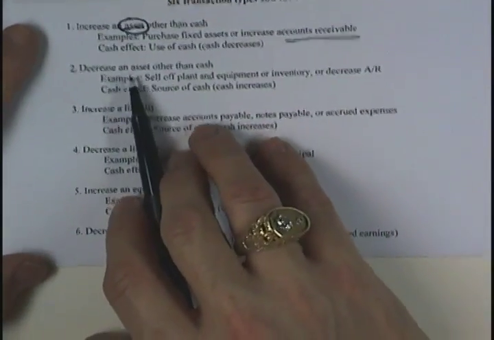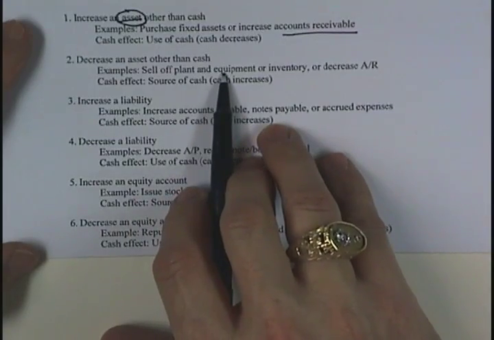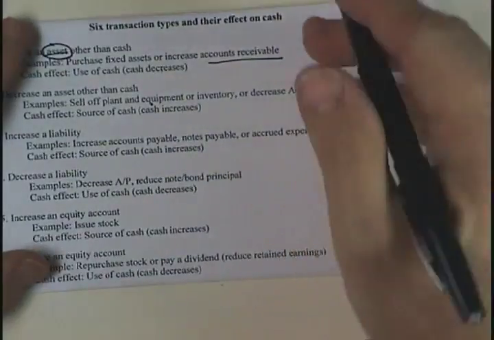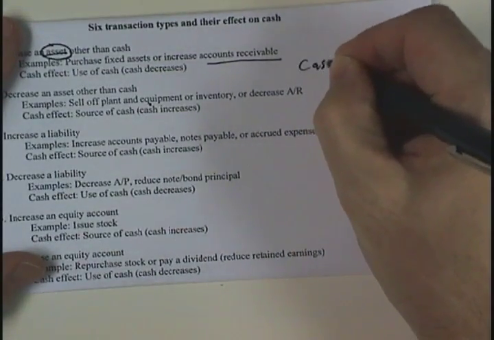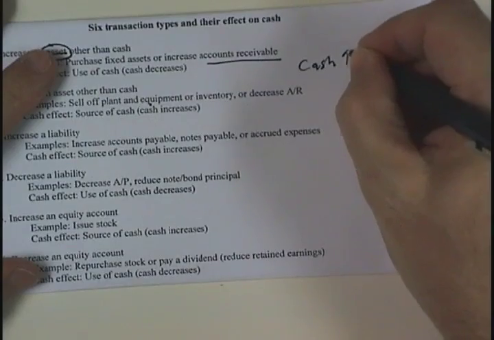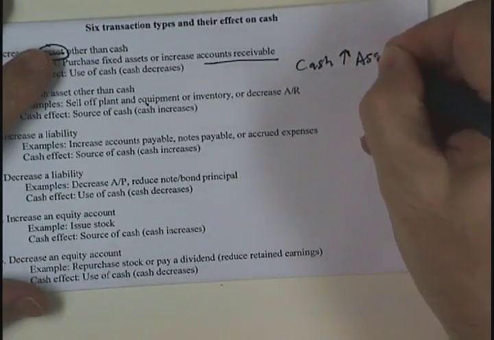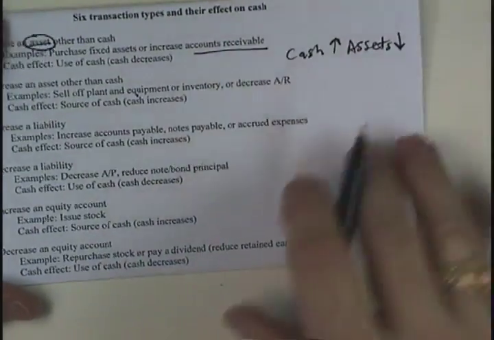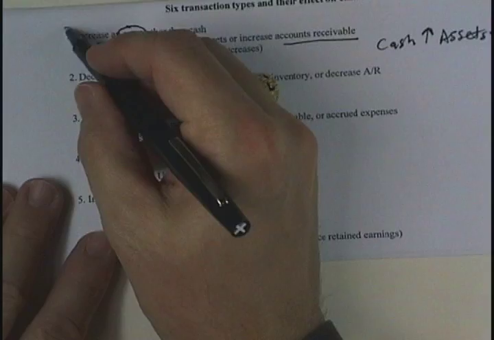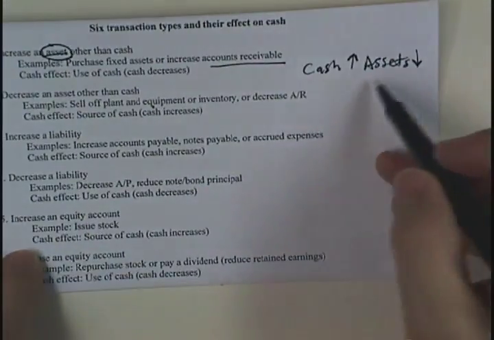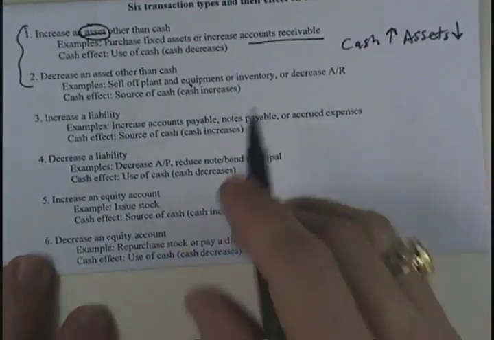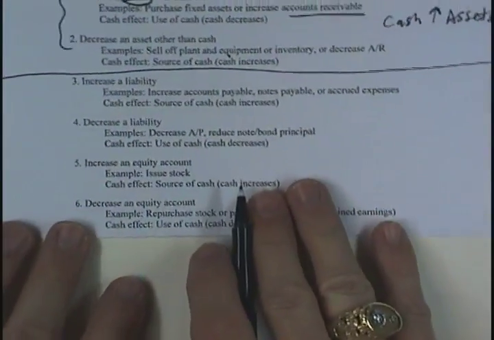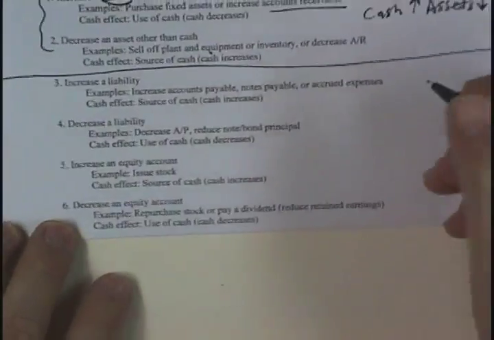Now if you decrease an asset like selling off plant and equipment, then you're going to get cash from that sale. So the conclusion is that cash is going to move inversely from these asset accounts. So when assets go down, cash goes up, and vice versa. So 1 and 2 certainly go together and show you that cash is inversely related to changes in those other asset items.